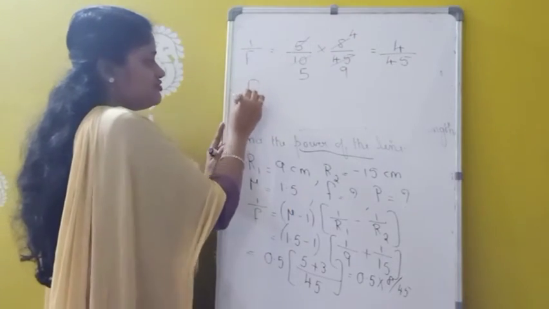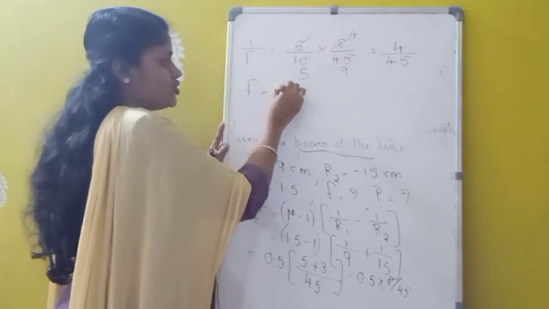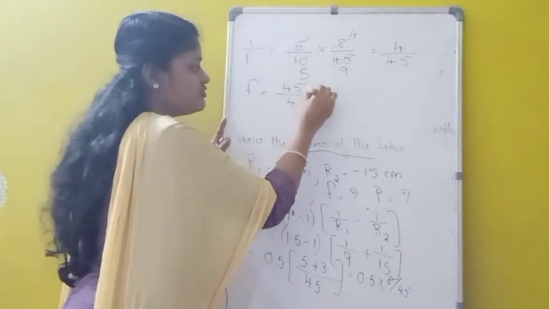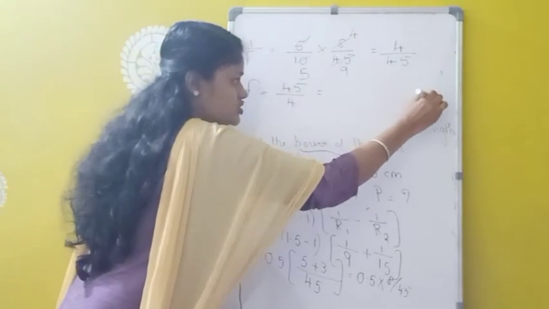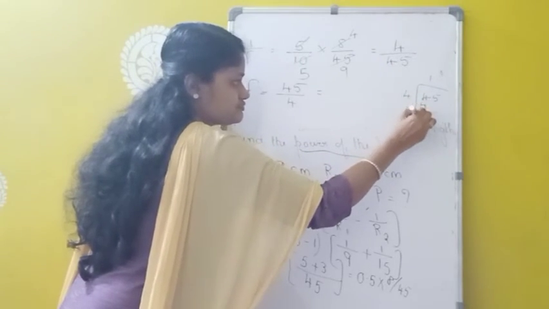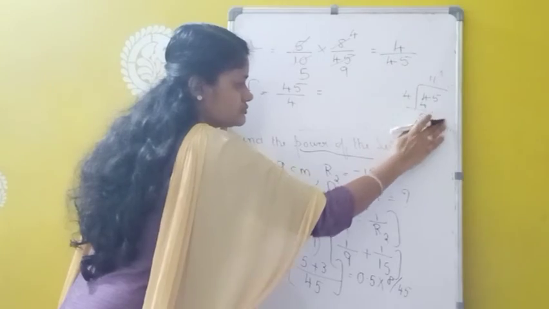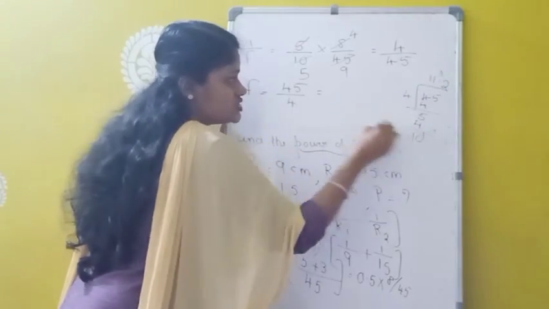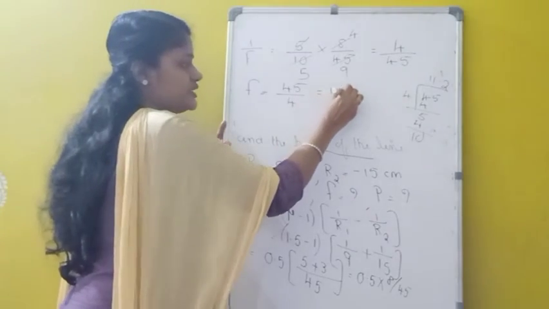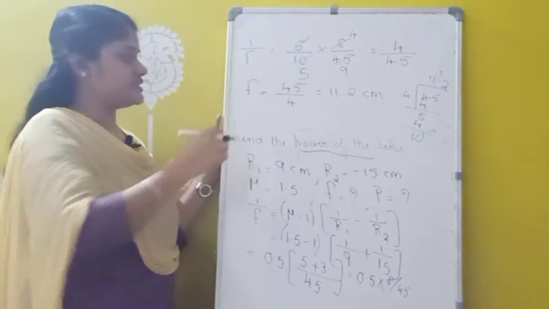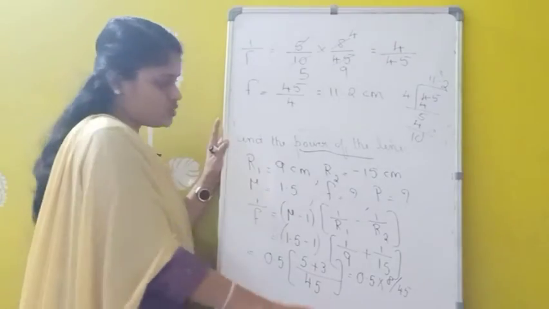That means what is f here? Take the reciprocal, so 45 by 4. If you want, you can convert into decimal also. So 45 divided by 4, you will be getting nearly 11.2 centimeter. So 11.2 centimeter is the focal length. Okay.